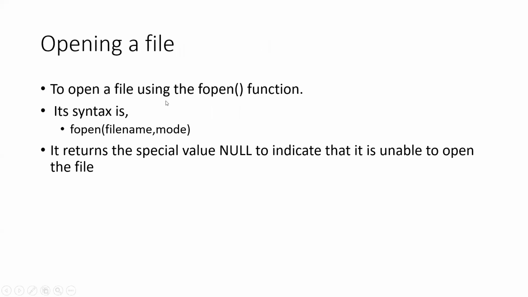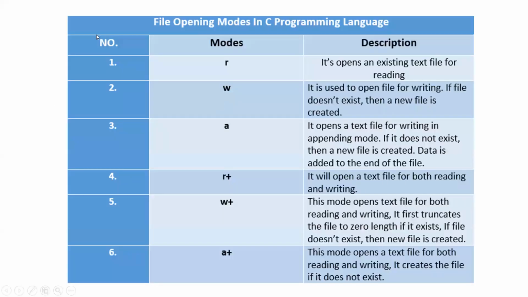To open a file, we use the function fopen. The syntax is fopen, within the brackets file name, comma, mode. It returns a special value NULL to indicate that it is unable to open the file. So if the open is unsuccessful, it cannot open the file, then it returns the value NULL. Otherwise, the pointer will point to the file that is opened. These are the various modes for opening the file.